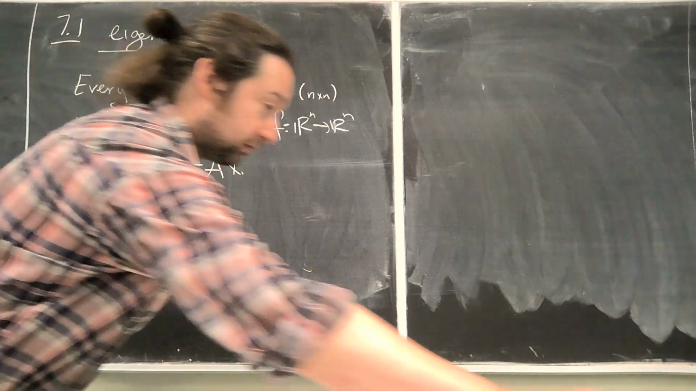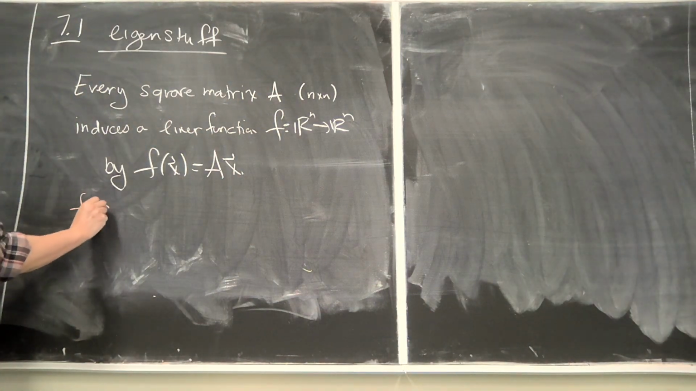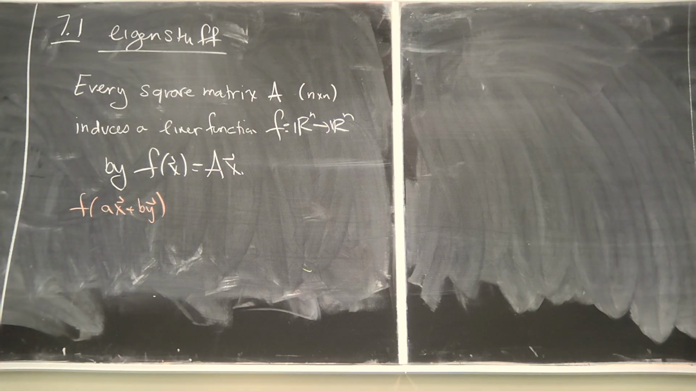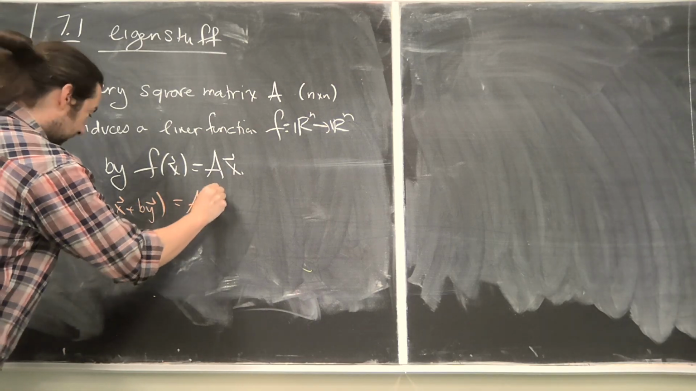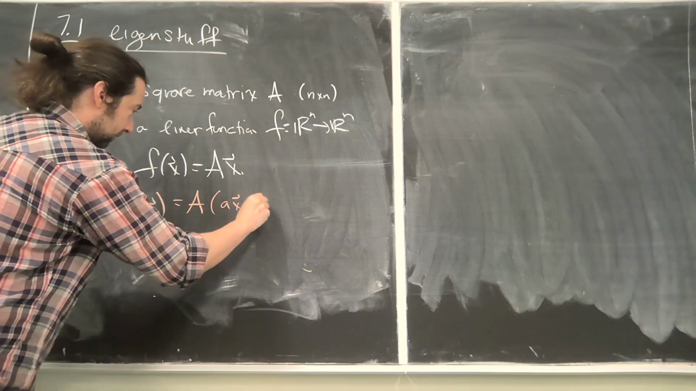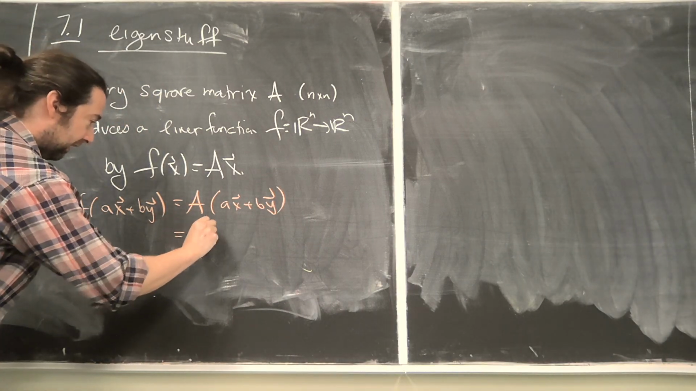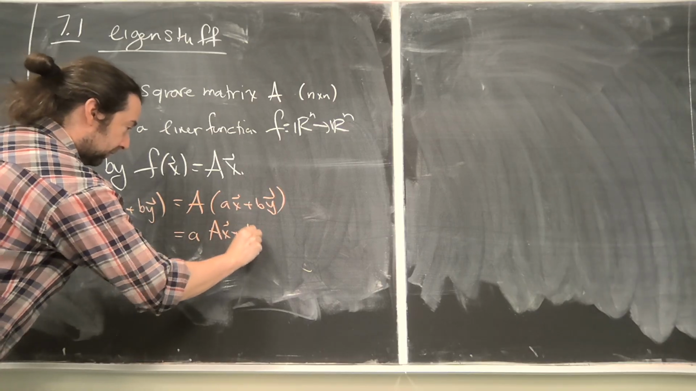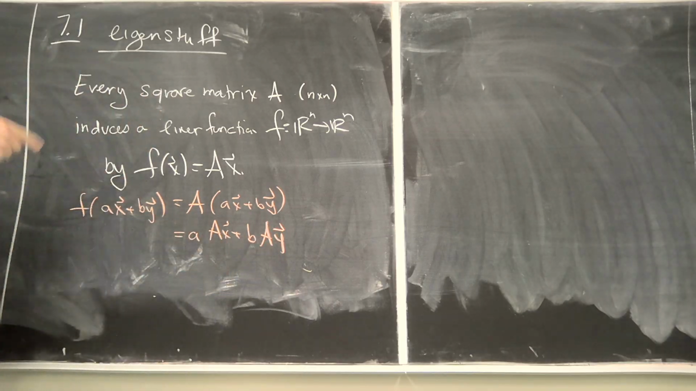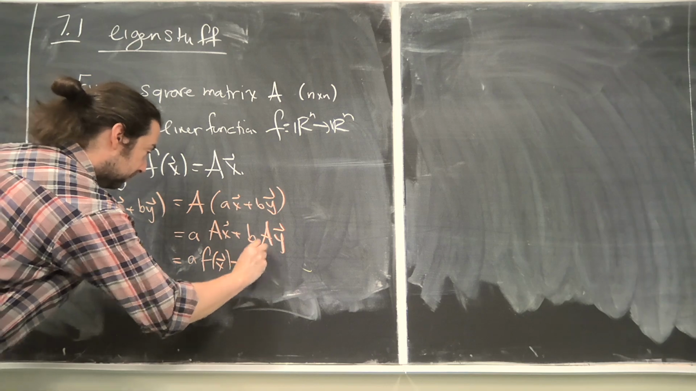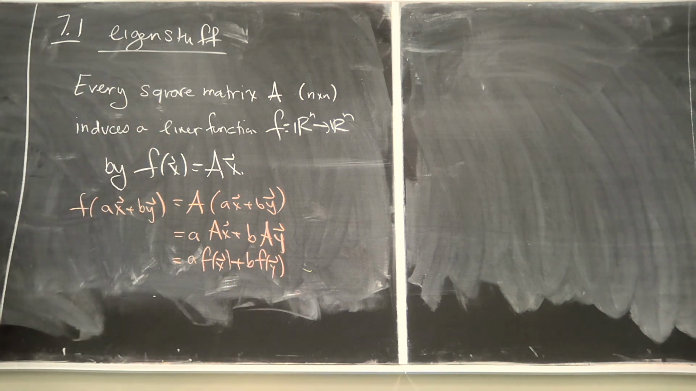This is linear, of course, because if I took f of ax plus by, I take a linear combination of vectors of the right size. Matrix multiplication satisfies all the rules of algebra. I can take this and distribute it to get a times Ax plus b times Ay, because scalar multiplication does commute with matrix multiplication. And this is just a times f of x plus b times f of y. So a matrix multiplication induces a linear function.